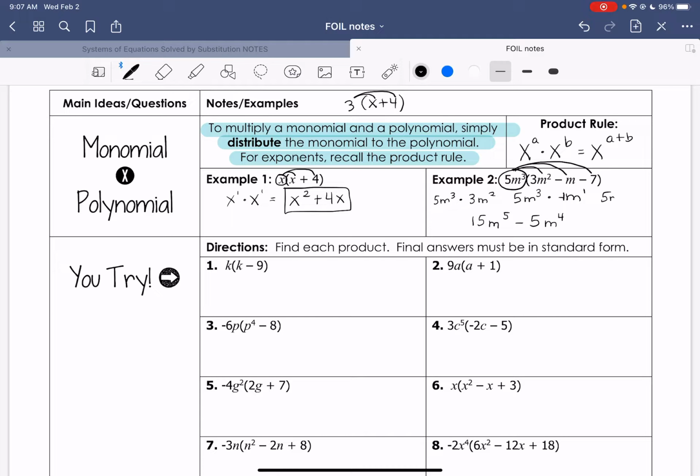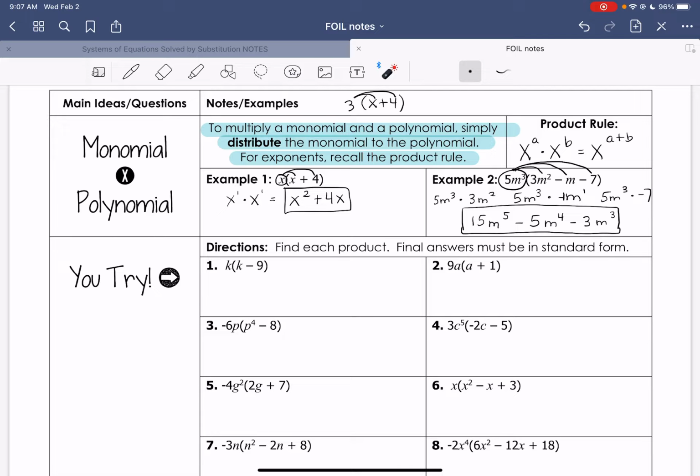So 5m cubed times negative 7. In this case, we don't have m's in both situations, so we just multiply the coefficients, 5 and negative 7, and we get minus 35, and then the m cubed just stays the same. And then that there is the final answer, and we always want to leave it in standard form with the greatest exponent going to smaller.